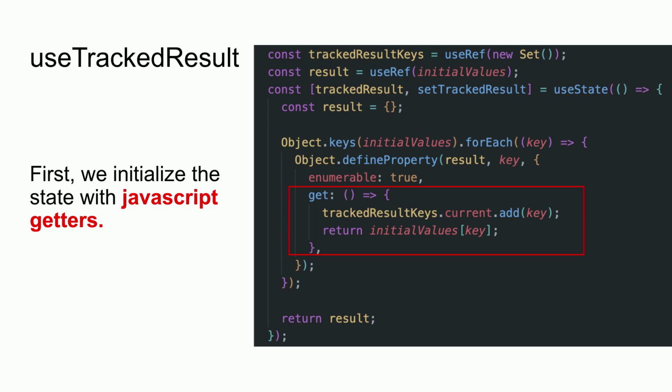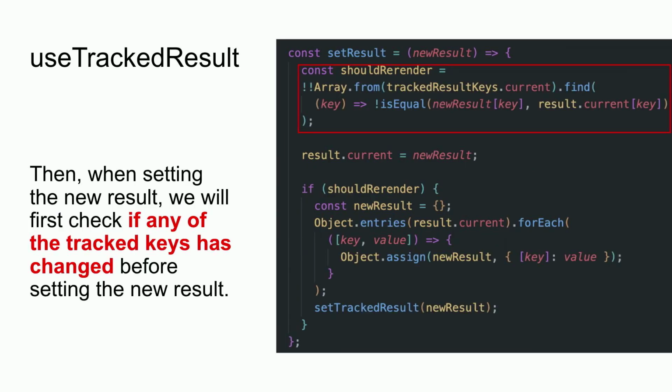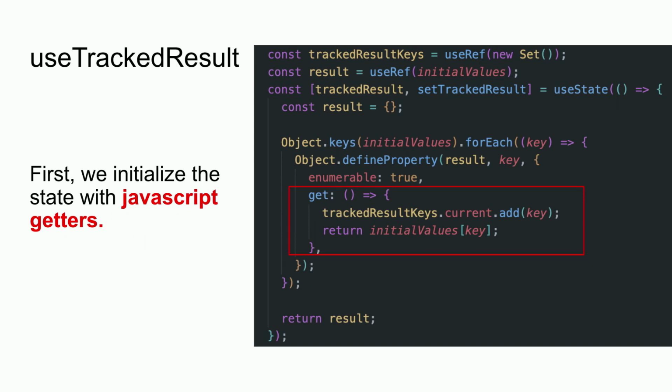And to do that, first we initialize the state with JavaScript getters. We initialize an empty JavaScript Set, which is called the trackedResultKeys, and which will store all the keys that are tracked. And by tracked key, I mean the key for which we will re-render once the value has changed. And when initializing the result state, we will use JavaScript getters, which is the syntax Object.defineProperty and passing a getter function. And once a key is accessed from the result, we will store it in the trackedResultKeys.